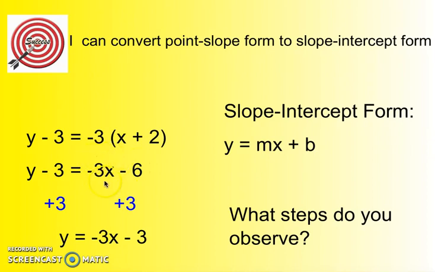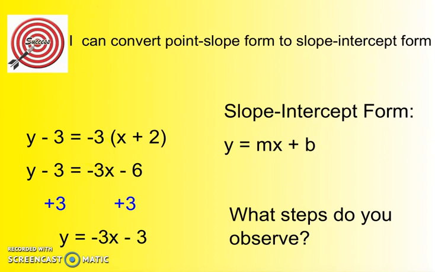Notice it's not added onto the x term because they're not like terms, so they can't be added together. But these two, the negative 6 and the positive 3, they are like terms, so they can be added together. So negative 6 plus 3 is negative 3. And then this negative 3x stayed the same. And then we have y equals. And so now it is in slope intercept form.